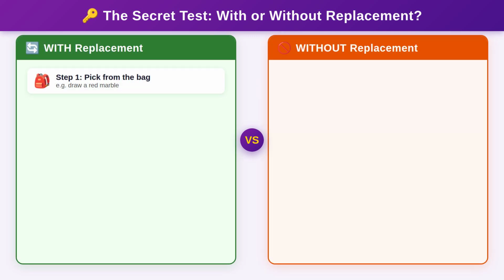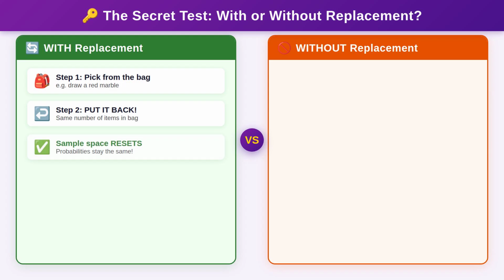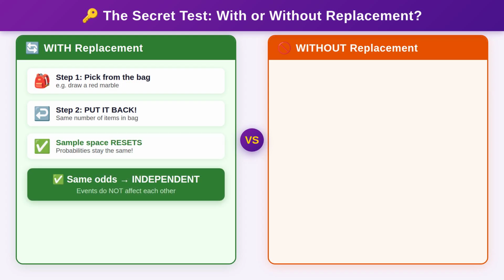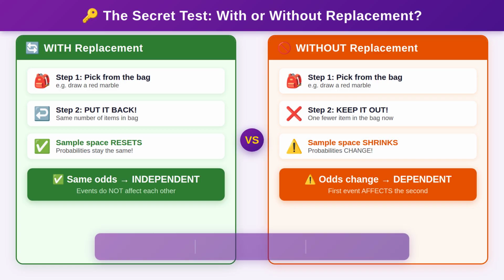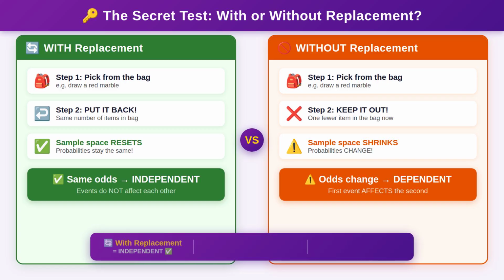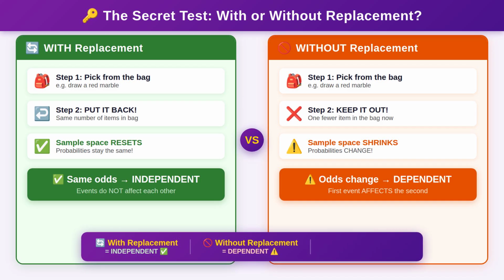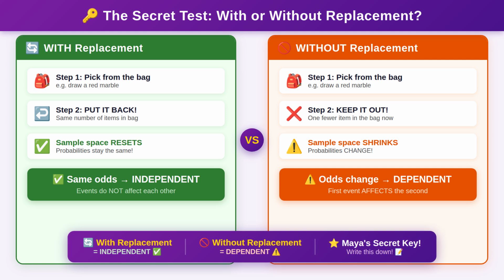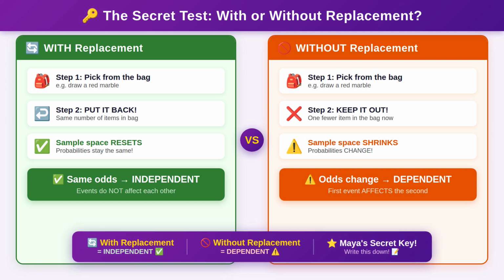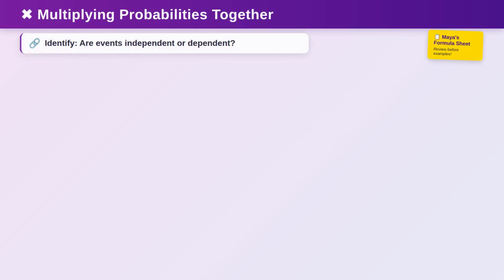Here's a secret trick Maya discovered that made everything click. Ask yourself one question. Does the first item go back before the second pick? If yes, you replace it. The sample space resets. The probabilities stay the same. That's independent. If no, you keep it out. The sample space gets smaller. The probabilities change. That's dependent. With replacement equals independent. Without replacement equals dependent. Write that down because that one trick will help you answer almost every question on a test like this. Maya's basically already passing the test right now.